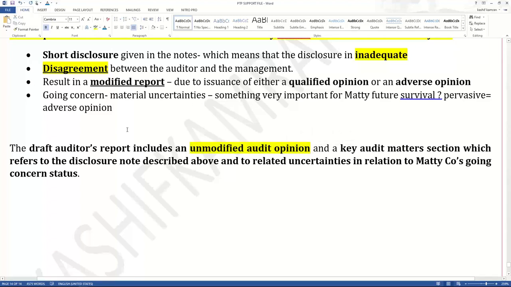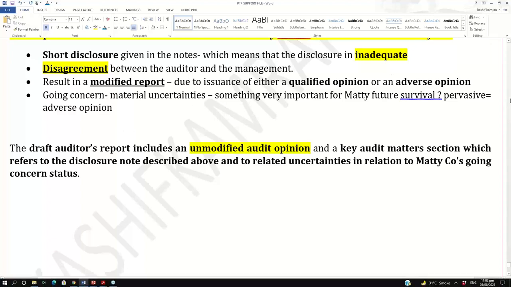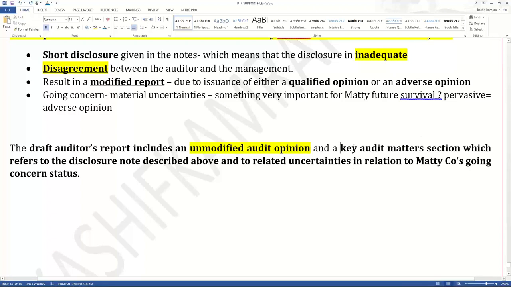So you need to comment on the opinion. You need to comment on the report. Is the report right? Is the report wrong? And we have also included a key audit matter section which refers to the disclosure note. Do we refer to the disclosure of a going concern in CAM?